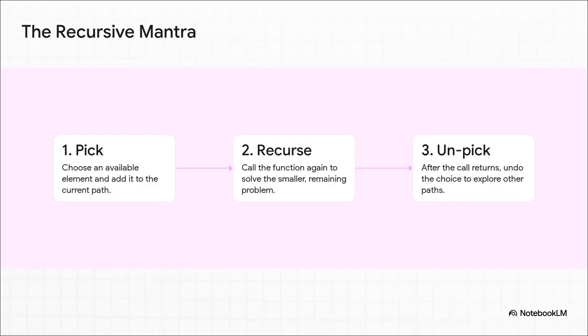This whole process can be boiled down to a simple but really powerful 3-step mantra. You ready? First, you pick an available element. Second, you recurse, calling the function again to solve the rest of the puzzle. And third, and this is the most important part, after that recursive call is totally done exploring, you unpick your choice. You undo it, so you can then pick something else.